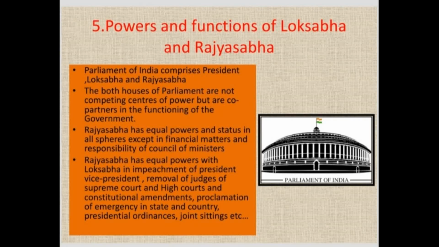That means the parliament of India comprises the president, Lok Sabha and Rajya Sabha. These both houses of parliament are generally referred to as co-partners in the functioning of government. That means they must be involved together in the law-making process of government, but they should not be like competitive blocks or competitive powers. They are supposed to work as co-partners but not like competitive centers in the functioning of government.